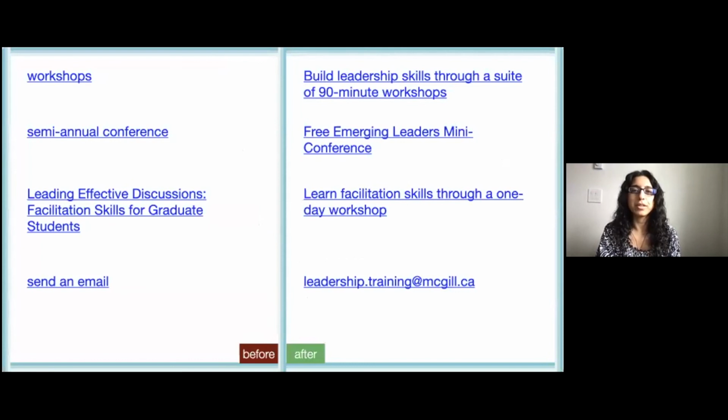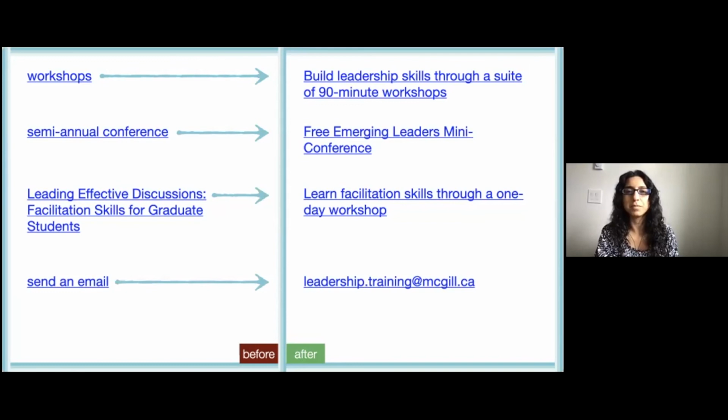So I've rewritten the link text here for the section that we've been working through. You can see that "workshops" becomes "build leadership skills through a suite of 90-minute workshops." "Semi-annual conference" becomes "free emerging leaders mini conference." "Leading effective discussions, facilitation skills for graduate students" becomes "learn facilitation skills through a one-day workshop." And "send an email" becomes the written out version of the email address, because this is going to offer more flexibility and more predictability for your users.